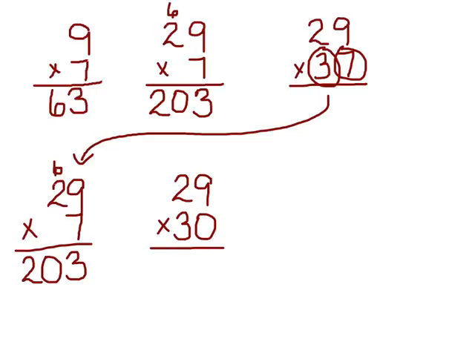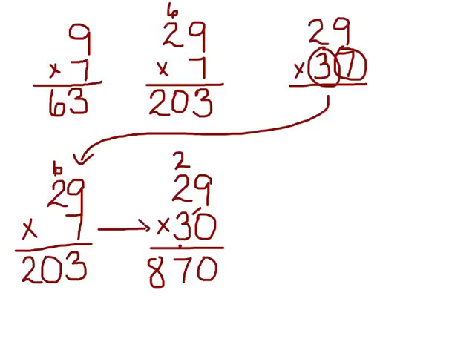Well, I have a 0 in that ones place, so I'm just going to put that 0 down and move over here to my 3 and say that 3 times that 9 is 27 and carry the 2. 3 times 2 is 6, plus 2 is 8. So the 29 times 30 is 870.